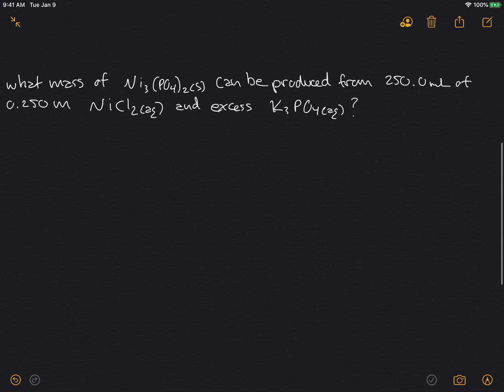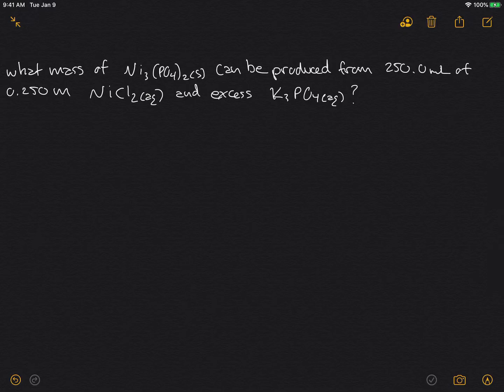Let's take a look at another problem. In this one, we can see a volume and a molarity, and we're going to a mass. This one asks: what mass of nickel(II) phosphate can be produced from 250 milliliters of 0.25 molar nickel(II) chloride and excess potassium phosphate? The excess means that we've got potassium phosphate in extra amount. We don't need to worry about running out of that. So the nickel(II) chloride is the limiting reagent.